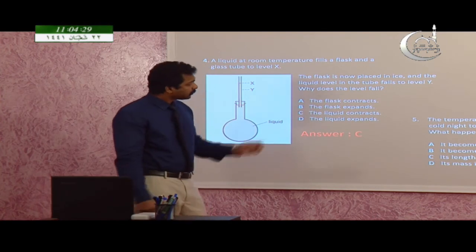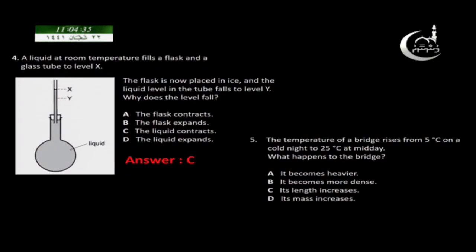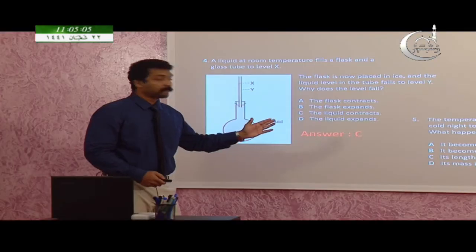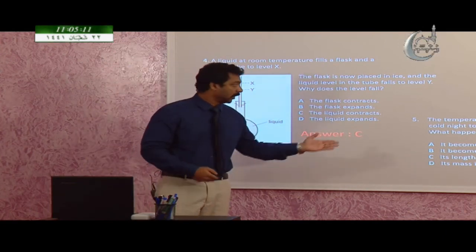And next, number 5, the temperature of a bridge rises from 5 degrees Celsius on a cold night to 25 degrees Celsius at midday. What happens to the bridge? That means temperature increases. So options are here. It becomes heavier, it becomes more dense, its length increases, and its mass increases. So our answer is C, its length increases. Temperature changes from 5 degrees to 25 degrees, they start to expand. Intermolecular space increases, the expansion, that is in terms of length here.